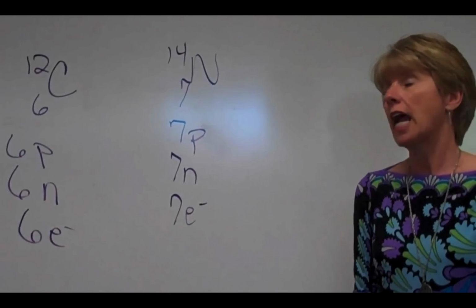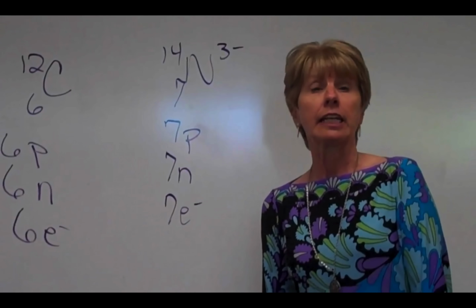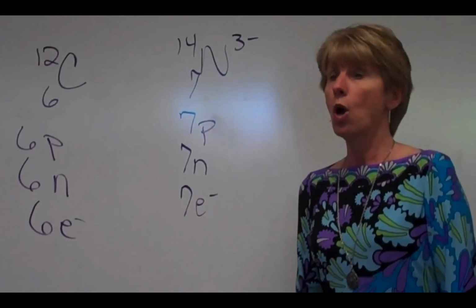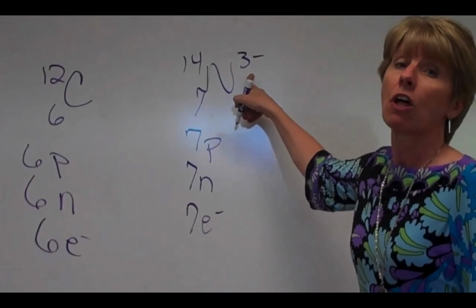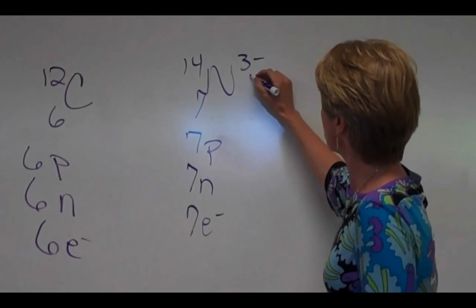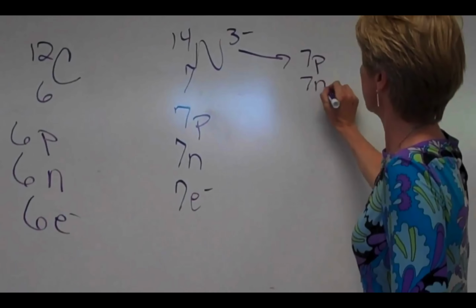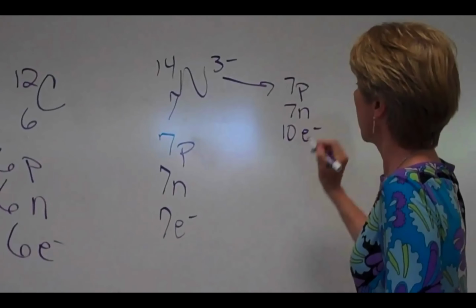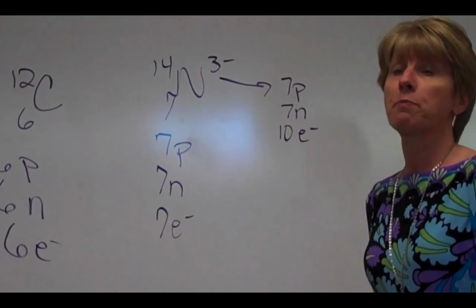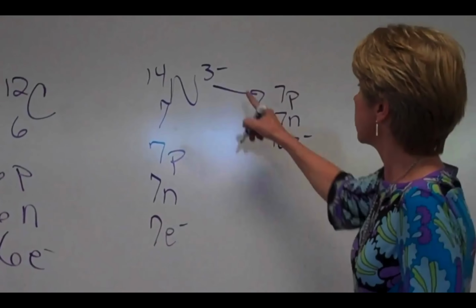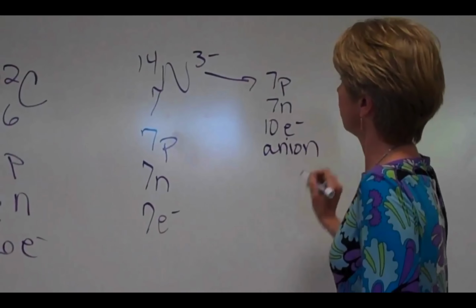But there's such a thing as a nitride ion. That means it has a charge of -3. When something has a charge of -3, it has gained 3 electrons. So this thing then really has 7 protons, 7 neutrons, 10 electrons. Ions are formed by the gain and loss of electrons. Since it's a negative ion, this is an anion.